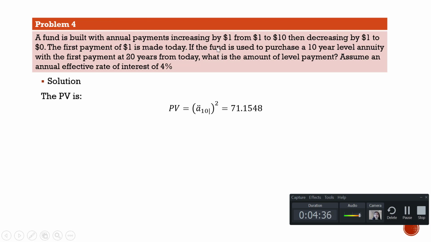Now we use this present value to apply to another payment method. If we have a level payment starting 20 years from today, that means at time 19 we have an annuity immediate of 10 payments. So the present value 71.1548 equals 1.04 to the negative 19 times x times a10. So x is 18.48.